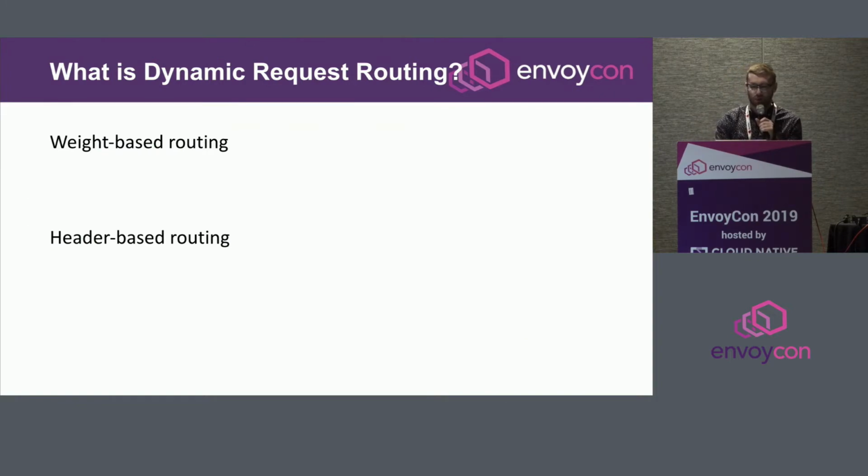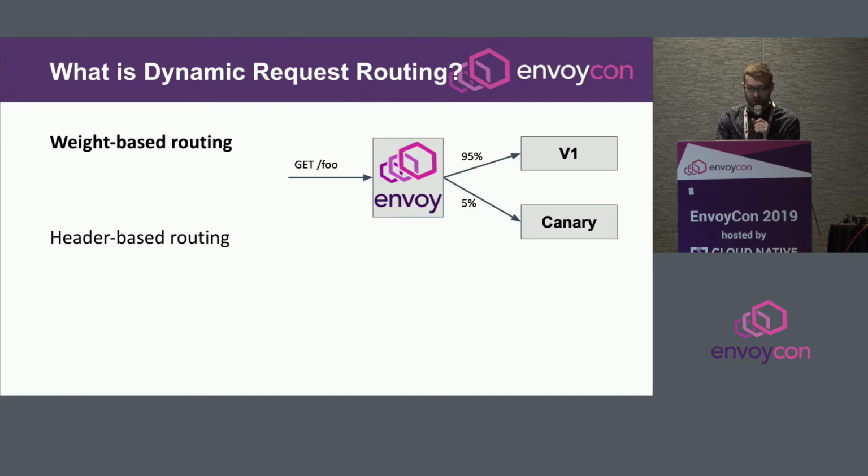I think of it as a way to route based on dynamic attributes, which is equally vague. For the sake of this talk, let's make some arbitrary distinctions. So weight-based routing, for example, is where you have some request, get foo, and you send it to different backends depending on some different probabilities. So you might send 5% to your canary. Let's call this arbitrarily traffic shifting rather than dynamic request routing.